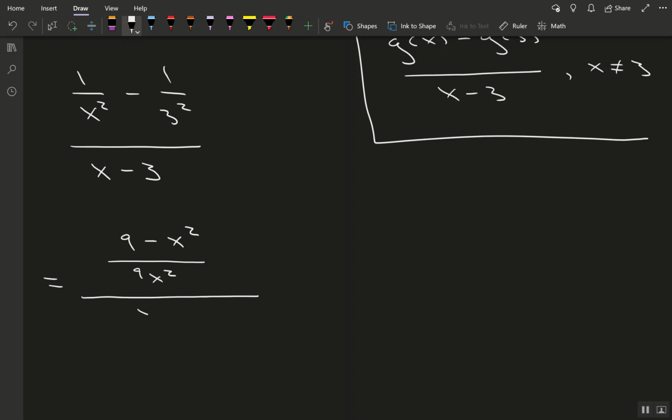Okay, and then on the bottom, just to make my point, remember, we're going to use complex fractions here. And if you recall, we're going to multiply by the reciprocal. So we're left with 9 minus x squared all over 9x squared, and the reciprocal over here would be 1 over x minus 3.